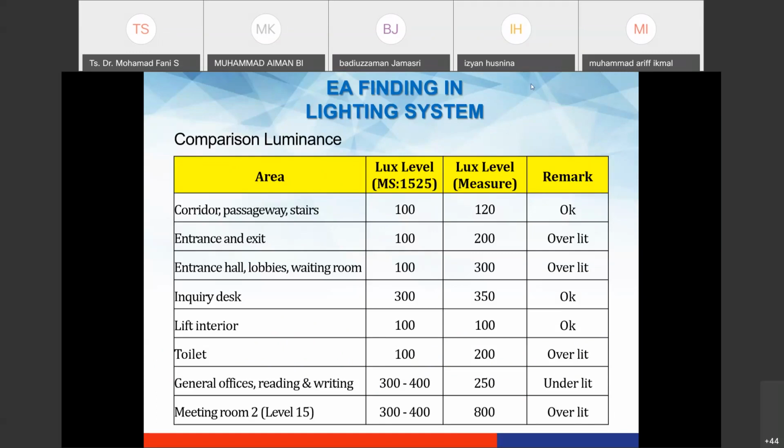Okay, for the remark here, overlit means this area is over compared to standard. The lux level is over compared to standard, overlit. And if the relative comparison is only a little different, we can put okay. Underlit means not enough lux level. So for underlit, we can put a remark like this.